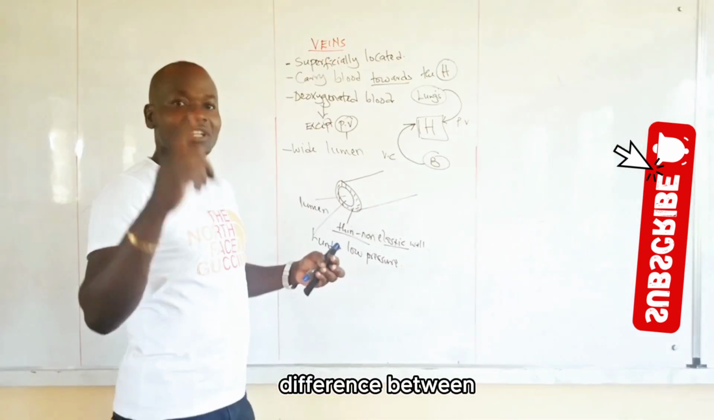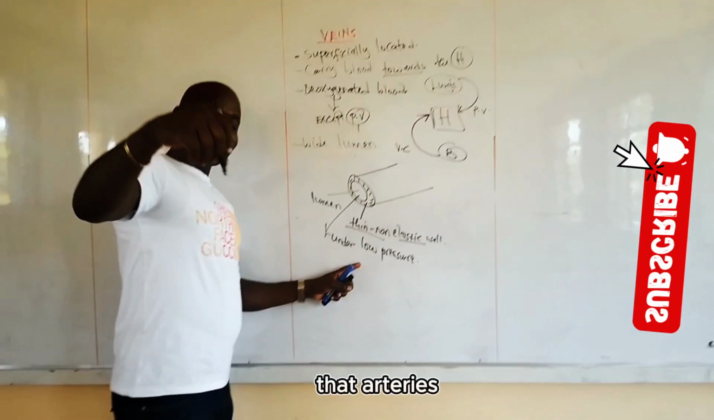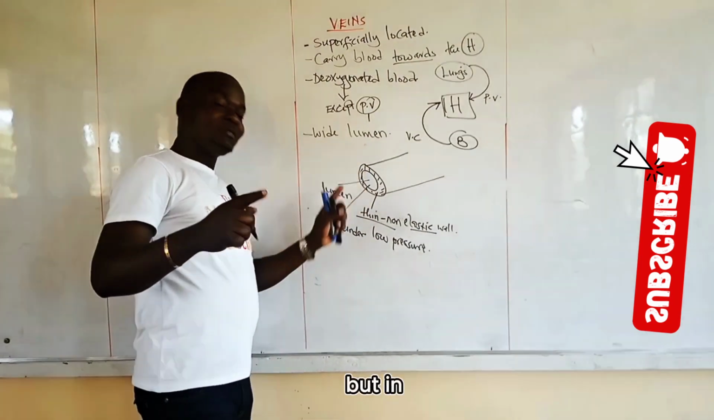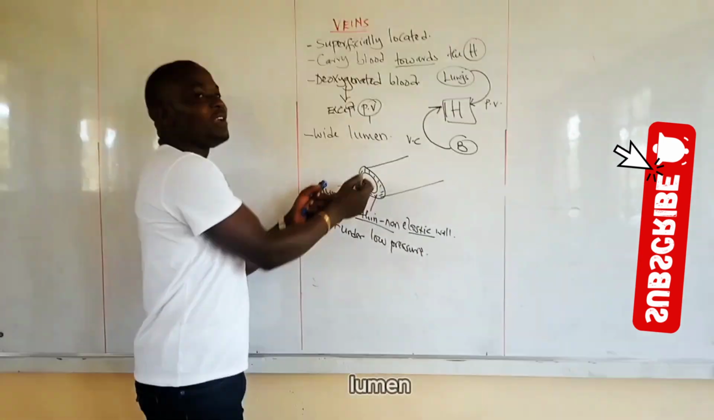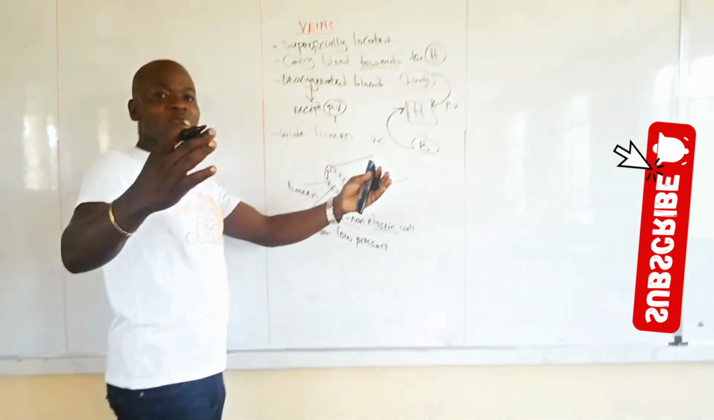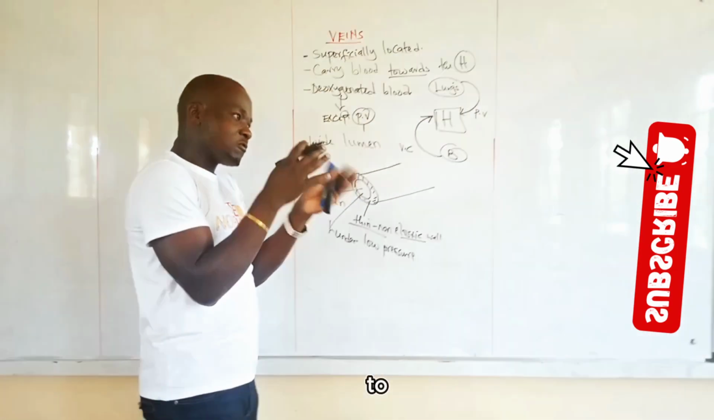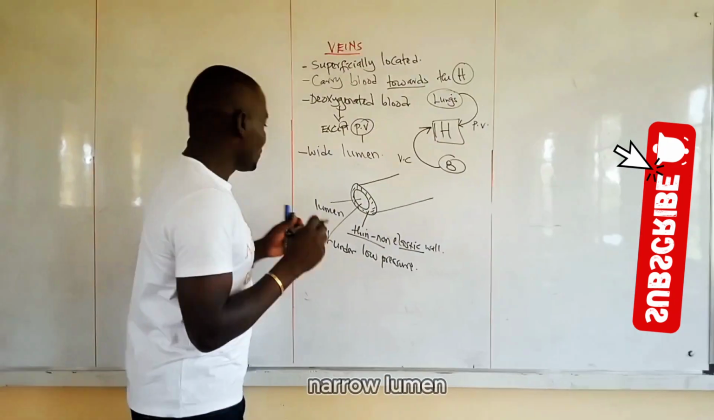So a difference between arteries and veins: we say that in arteries blood flows under high pressure, but in veins blood flows under low pressure. Why? Because of this wide lumen. A wide lumen is a bigger room for blood to flow. Unlike in arteries, the blood needs to flow under high pressure because of the very narrow lumen.